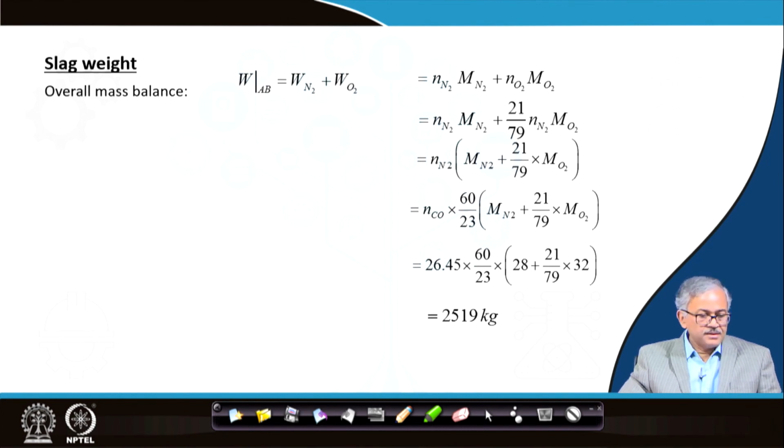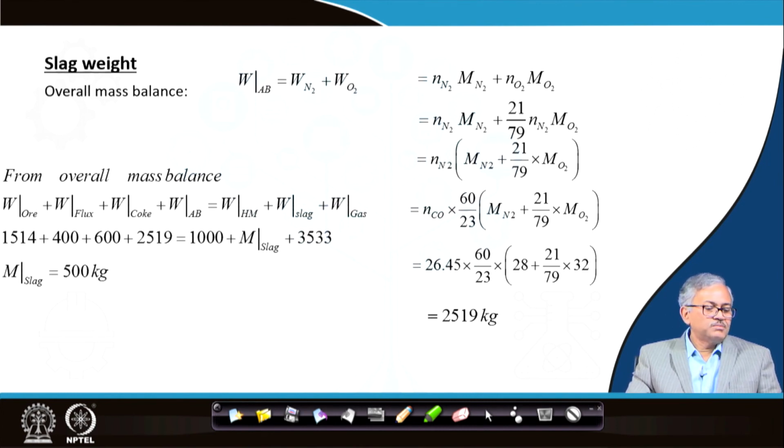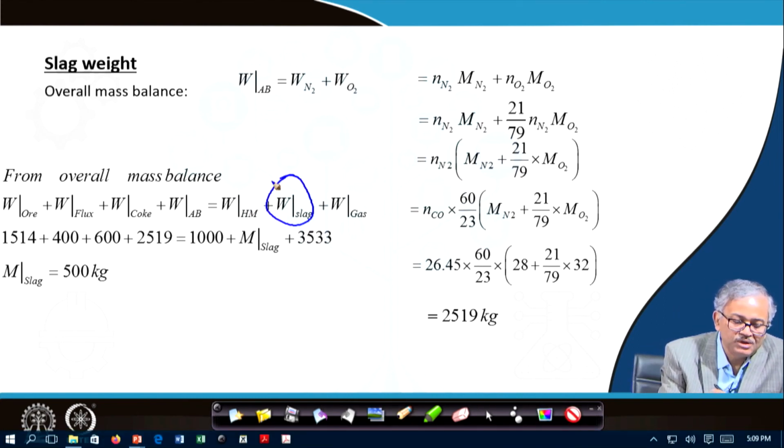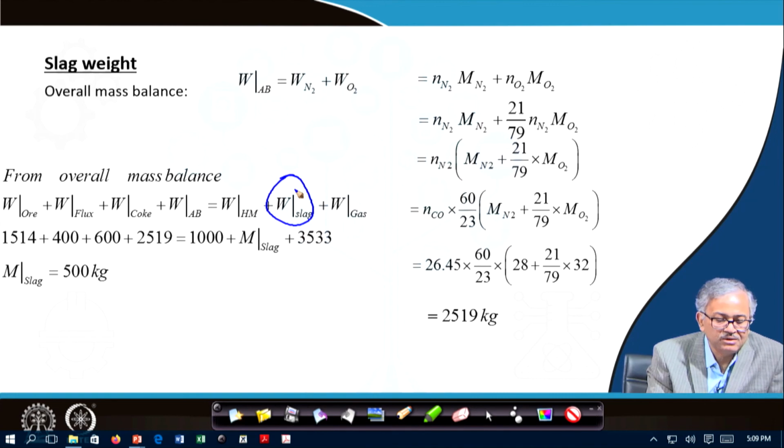So, then you can just do the overall balance, that is the weight of the ore plus weight of the flux plus weight of the coke plus weight of the air blast is equal to weight of hot metal plus weight of slag and weight of gas, out of which this is the only unknown, and we can simply calculate it.